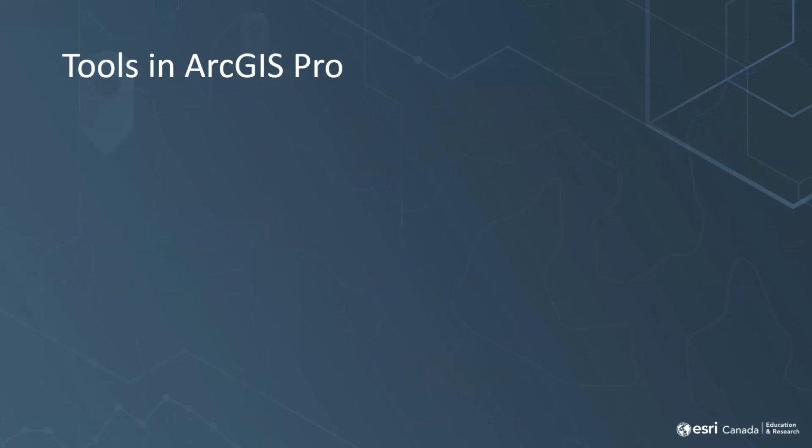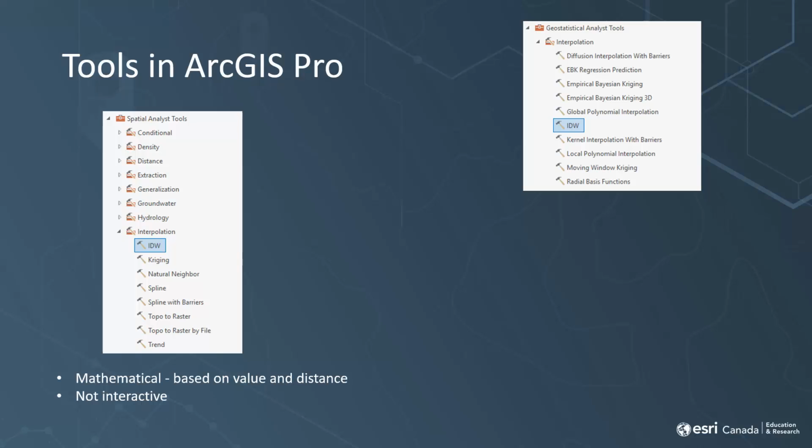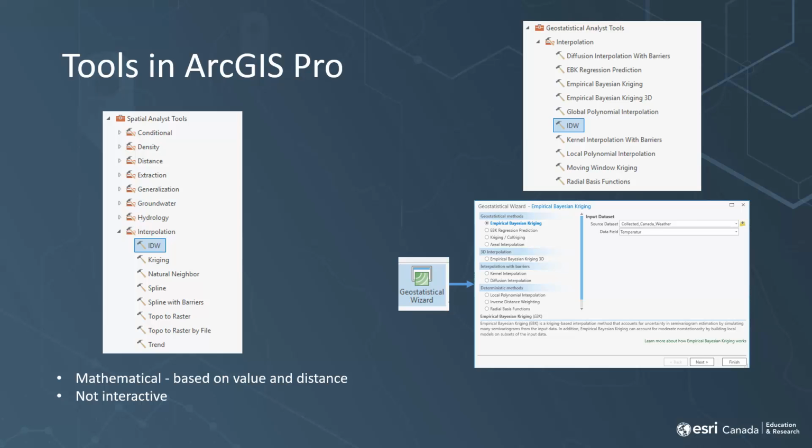In ArcGIS Pro, there are several toolsets that can be used to execute spatial interpolation models. The first is the interpolation toolset located in the Spatial Analyst toolbox. This is more mathematical, based on value and distance, and is not interactive. The other is the interpolation toolset located in the Geostatistical Analyst toolbox. This one is strictly for the geostatistical methods. And finally, the Geostatistical Wizard, which has most of the spatial interpolation methods. This graphical user interface is powerful as it is interactive and provides previews of the interpolated surface before exporting. You will use this one in this tutorial.